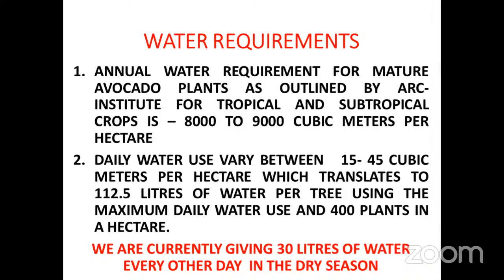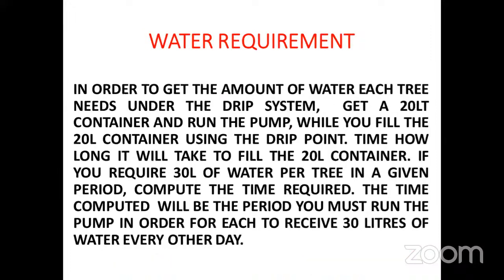That is using a maximum daily water use with 400 plants in a hectare. In our case, we are currently giving 30 liters of water every other day in the dry season, because these are young plants. So every other day, 30 liters of water is given. And you may ask, how do you know that this is 30 liters of water given to each plant? I'll explain that. We did an experiment in arriving at that.